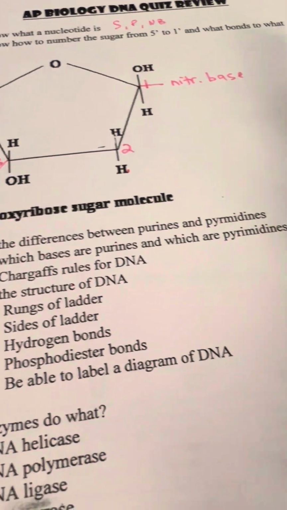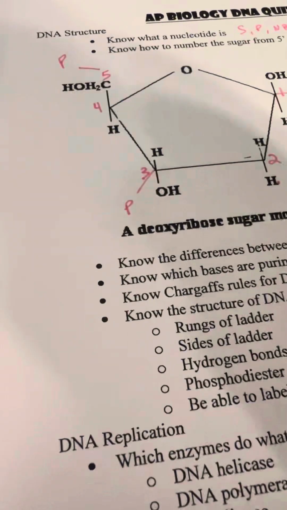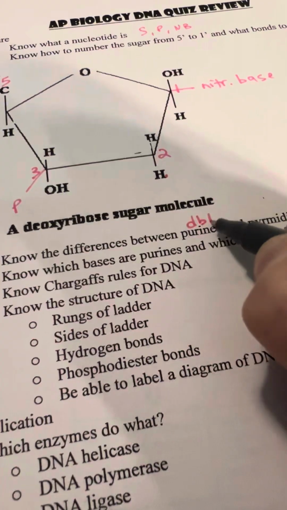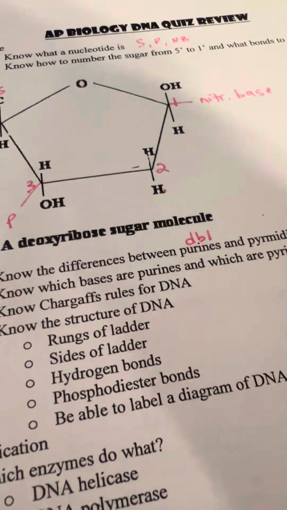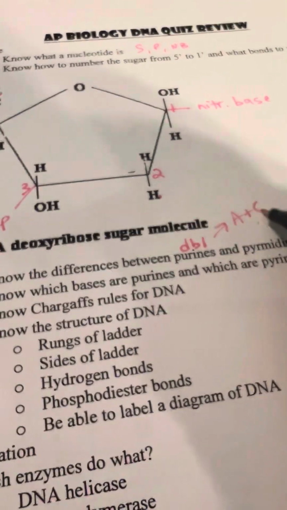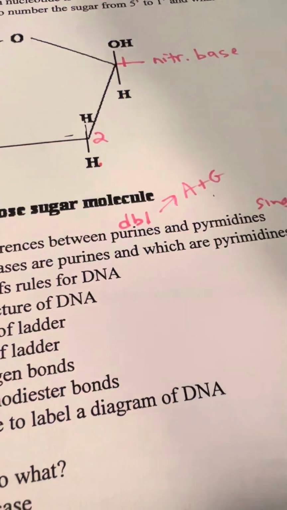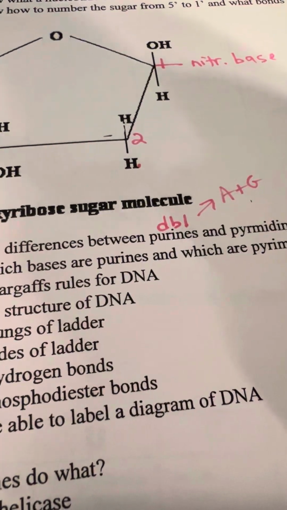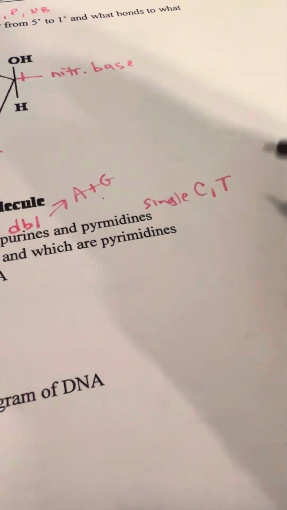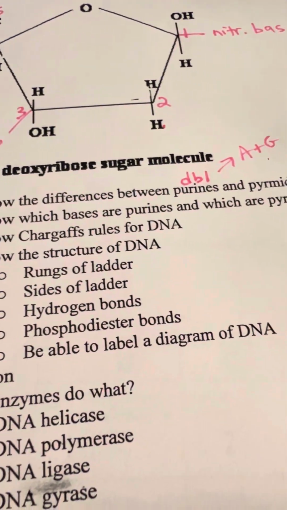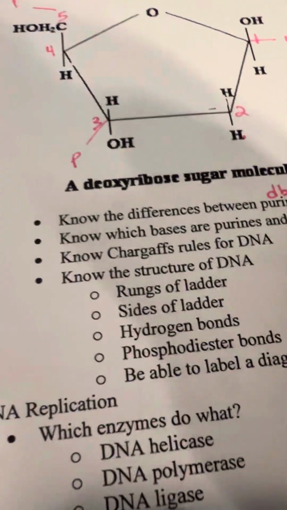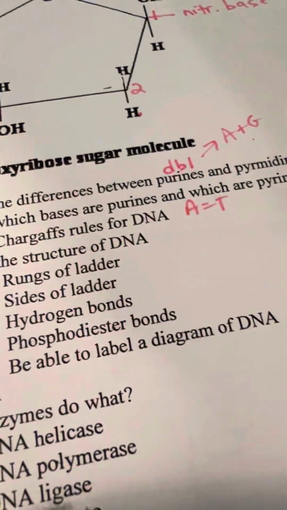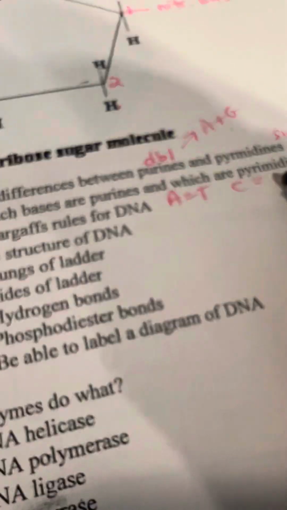Know the differences between purines and pyrimidines. A purine is a double ring, and a pyrimidine is a single ring nitrogen base. Your purines are your adenines and guanines, and pyrimidines are your cytosines, thymines, and uracil. Know which bases are purines and which ones are pyrimidines. Chargaff's rules for DNA: adenine equals thymine and guanine equals cytosine.